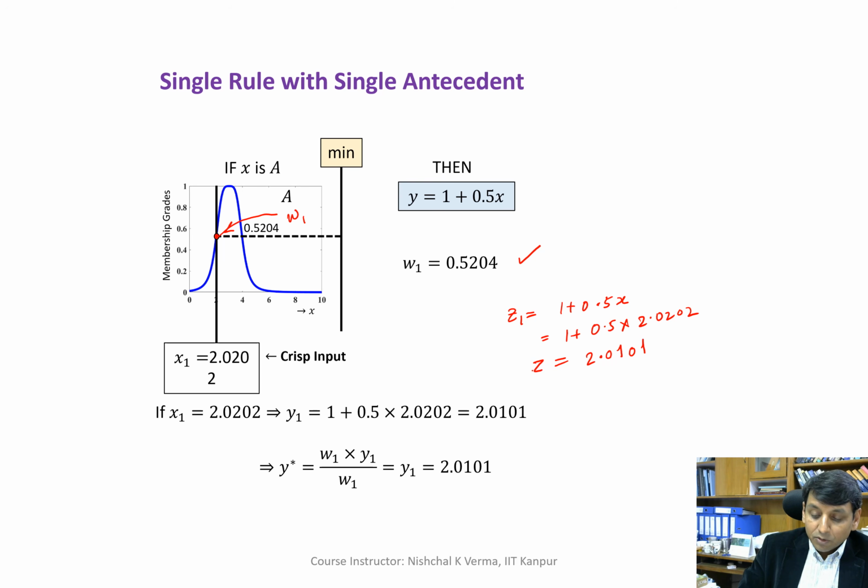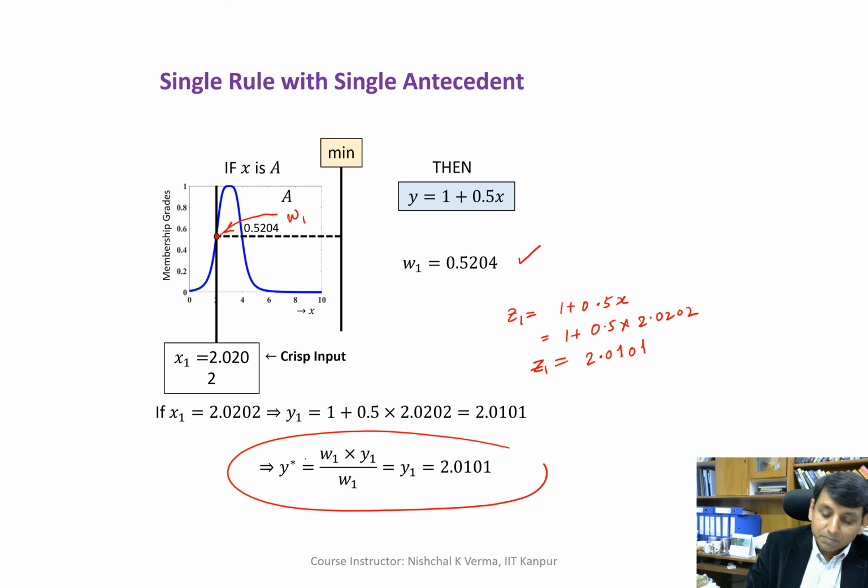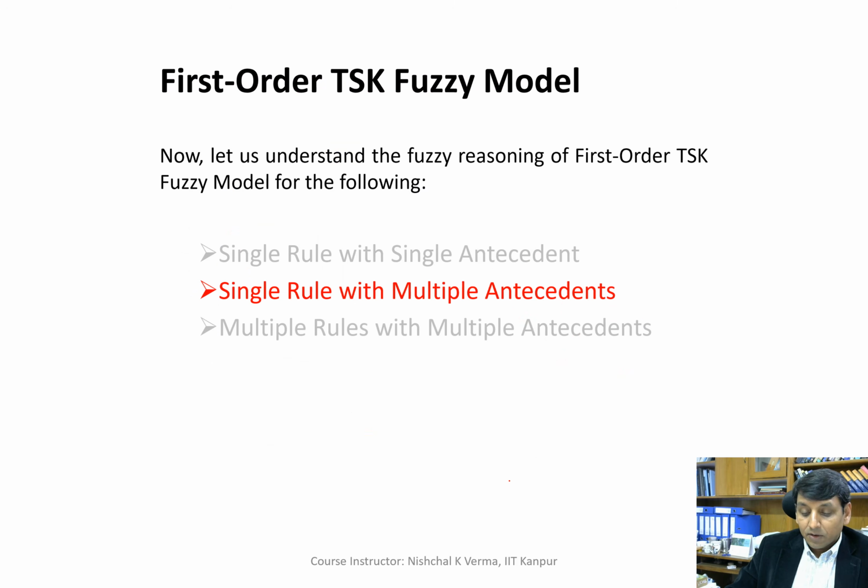So we have now Z1, and since we have only one rule, a single rule, the weighted average is not needed, or even if you go for this, that is going to remain the same. So this way we get the output of the TSK fuzzy model, which is characterized by a single rule with a single antecedent, and when we apply the input x1, 2.0202, we are getting the output here, 2.0101.